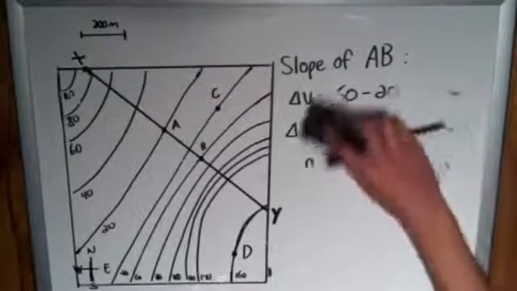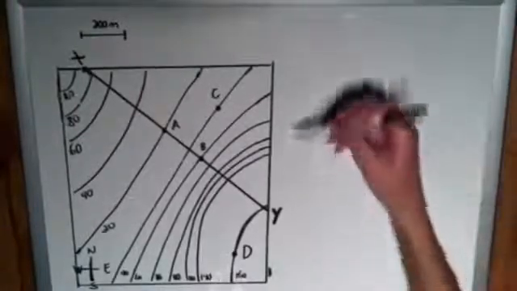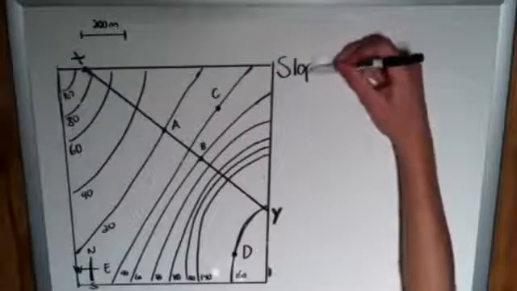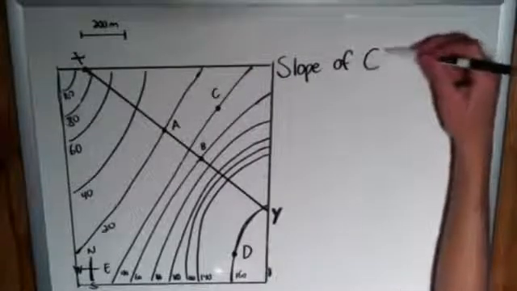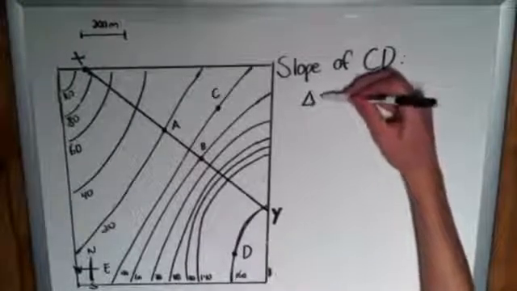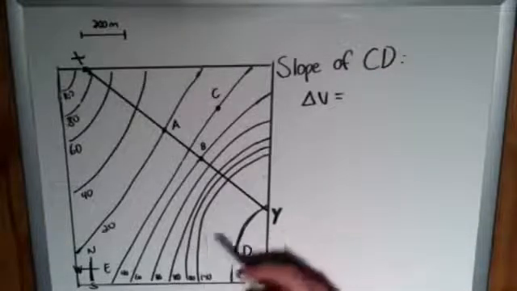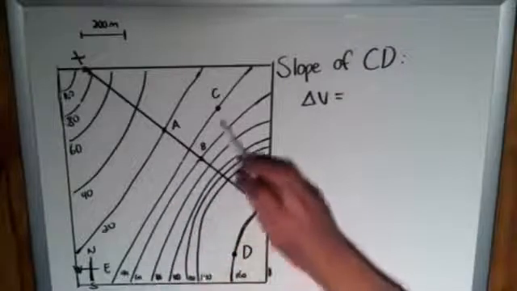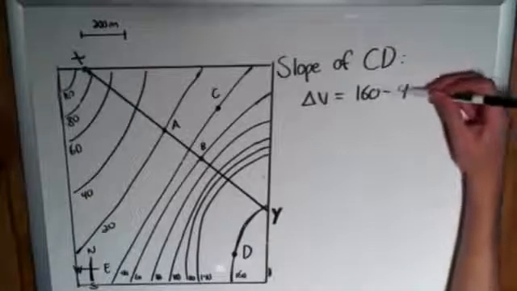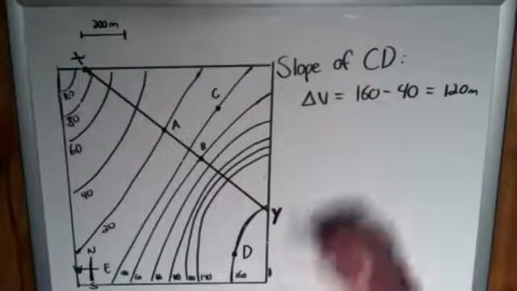So, just for one final example, I figured it would be good to get off this line of XY and take a look at another example that I just provided 2 points for. So that is the slope of CD. So, first things first, calculate our delta V. Delta V is going to be 160, that's the contour line D is on, minus C, which appears to be on the 40 contour line. So that's 160 minus 40. That's going to be 120 meters different vertically.